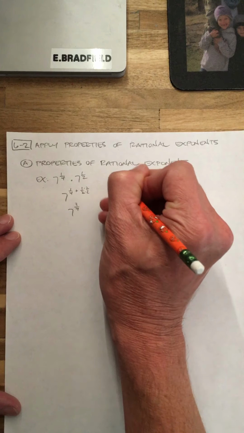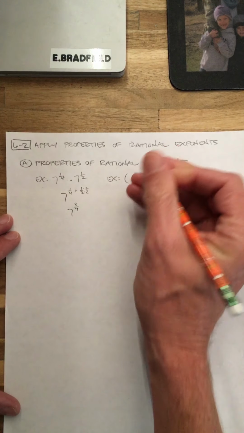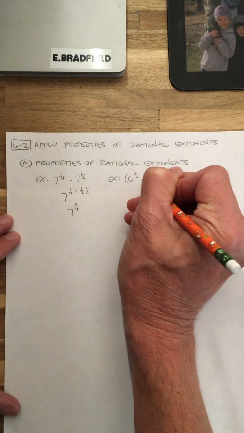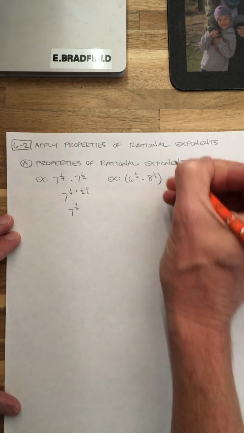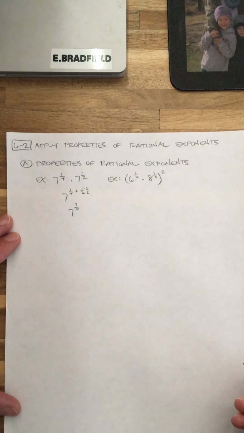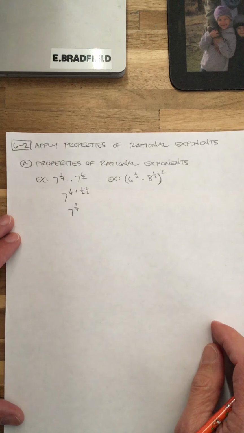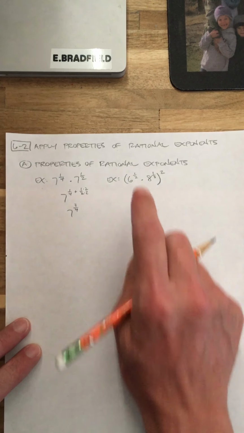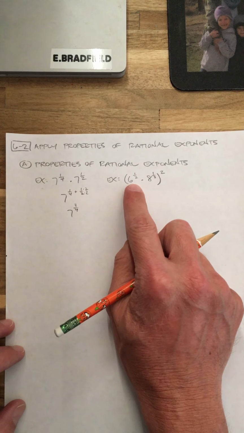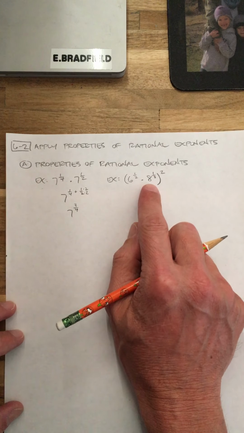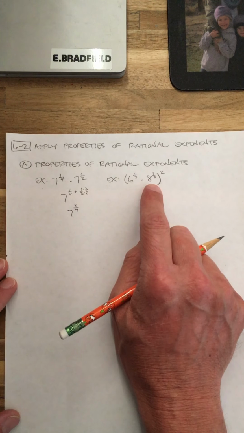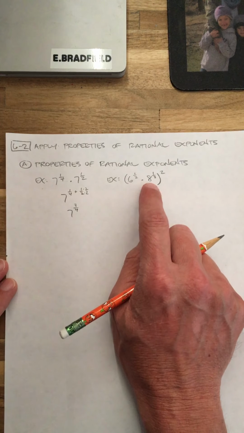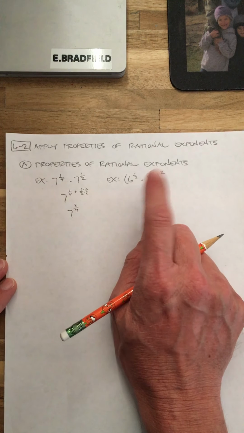Let's look at this guy. This is going to be 6 to the power of 1/2 times 8 to the power of 1/3, all raised to the power of 2. Now there's a lot going on in this problem. If you look right here, you should know that this is actually the square root of 6, and right here, this is the cubed root of 8. And the cubed root of 8, you can actually evaluate that. What times itself 3 times is 8, and that's 2. So we can simplify this a little bit.